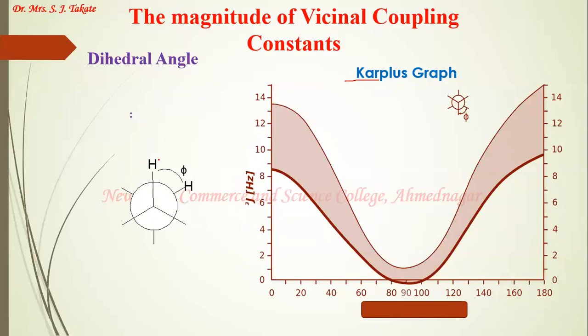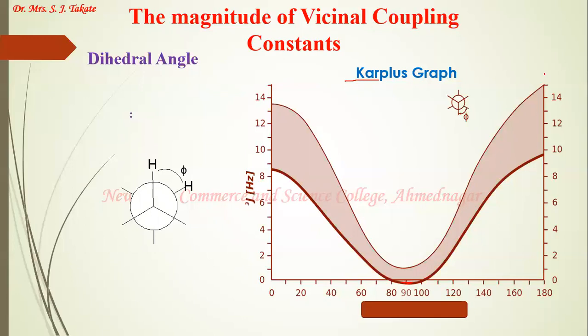That is when the dihedral angle is 0 degrees, meaning an eclipsed conformation is present. As soon as the dihedral angle increases, the coupling constant value decreases. It decreases to a great extent and becomes 0 when the dihedral angle between the coupling nuclei is 90 degrees. When the dihedral angle is increased from 90 to 180 degrees, the coupling constant value again increases. In this case, the coupling constant value is around 9.5 to around 15 Hertz.